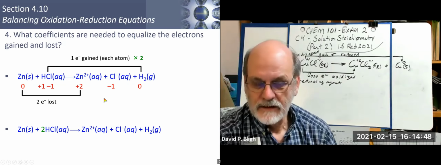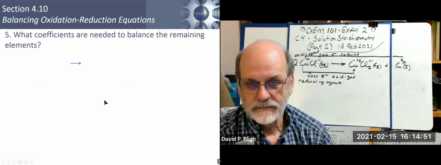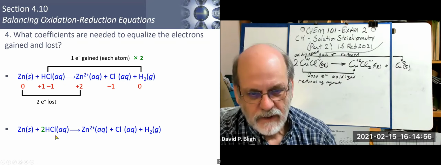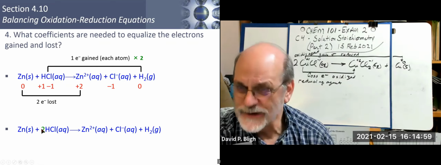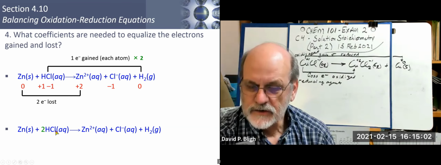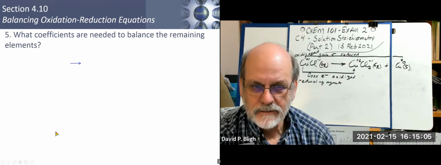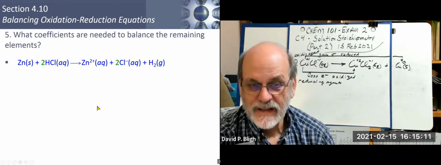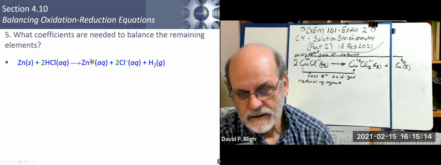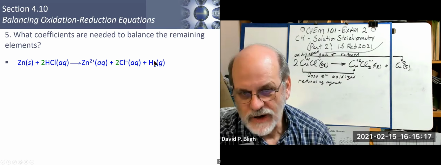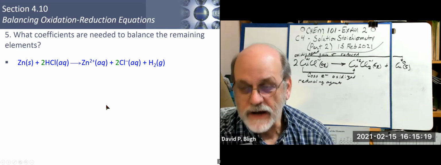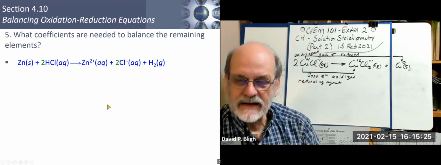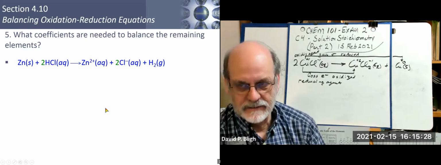Now the question is, is the rest of the equation balanced? Well, let's see. With a 2 in front of that HCl, we now have 2 chlorines, right? So we need to put a 2 in front of the chloride, right here. Okay? Now that should balance. Let's see. 1 zinc, 1 zinc. 2 hydrogens, 2 hydrogens. 2 chlorides, 2 chlorides. It's balanced. That was an easy redox mediated equation balancing.